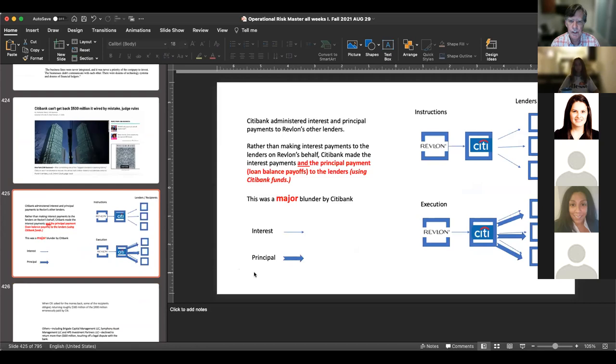At one point, you can look at the chart later, Citibank was the vendor that paid Revlon's creditors their interest payments. Revlon had interest payments to their creditors. They would send Citi a check and Citi would disperse all the money to the creditors. That was the instructions. The execution had a little bit of a glitch. One day Citi didn't send just the interest to the creditors, but sent back all the principal as well. Big mistake. These creditors are wondering why they're getting all this money from Revlon through Citibank.